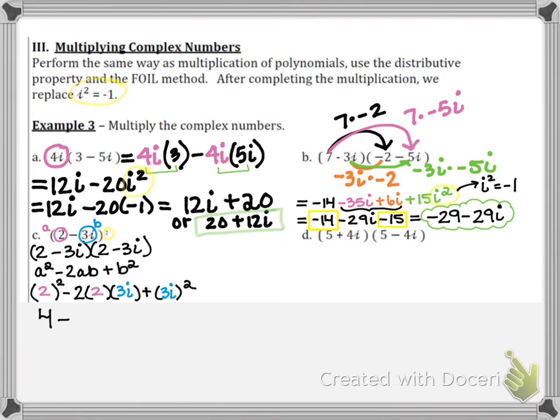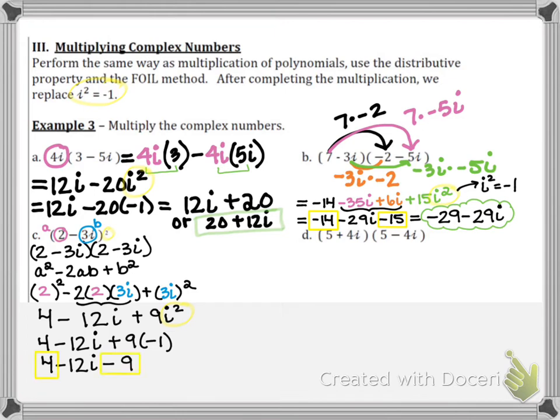4 minus, now I'm going to multiply 2 times 2 times 3 for my middle term. So that's going to become minus 12i. And then at the end, that gives me 9i squared. And I'm going to replace that i squared with negative 1. So I have 4 minus 12i plus 9 times negative 1, which becomes 4 minus 12i minus 9, and then combine those constants for negative 5 minus 12i. And there's my final result.